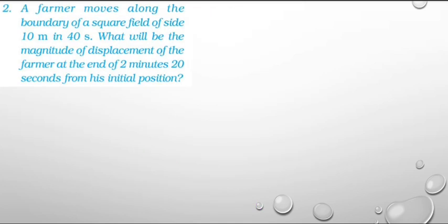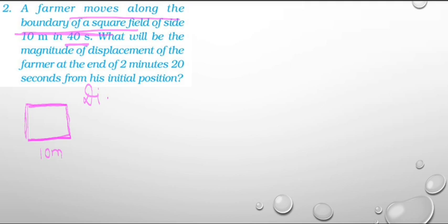Now, here is the next question, students, on the screen. A farmer moves along the boundary of a square field of side 10 meters in 40 seconds. Students, let us consider this is the square field, of 10 meters each side. Now, the farmer moves along the boundary of the square field. Boundary means it travels along the perimeter of this square, and it traveled in 40 seconds.